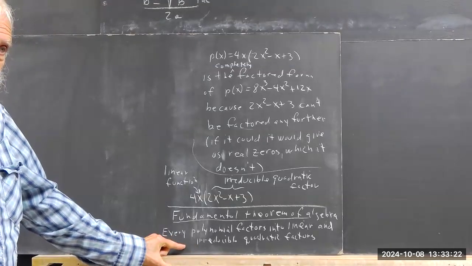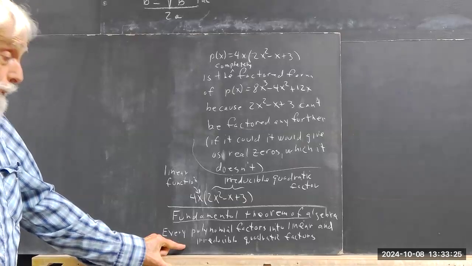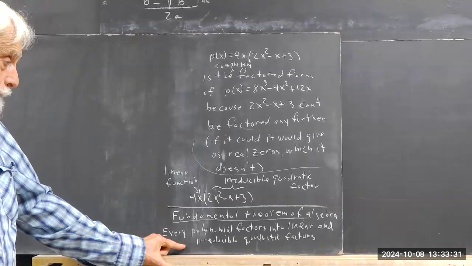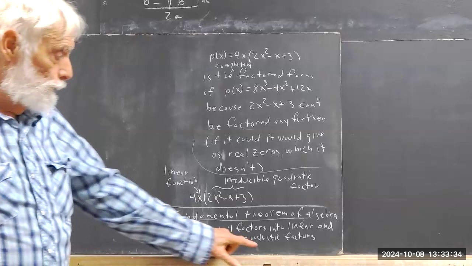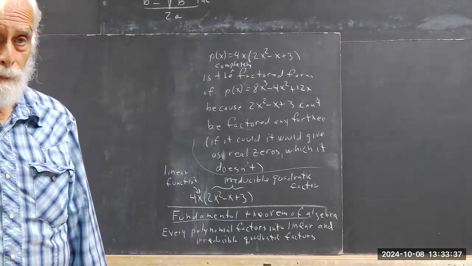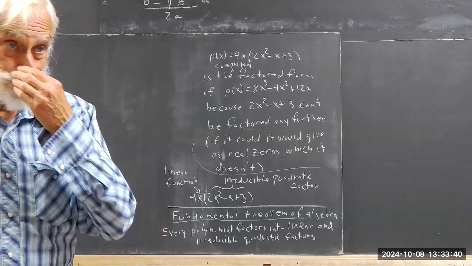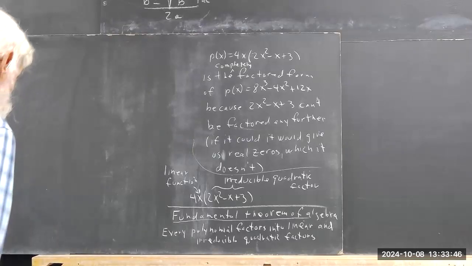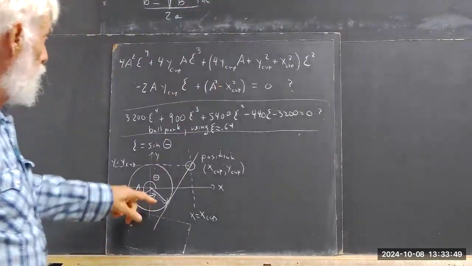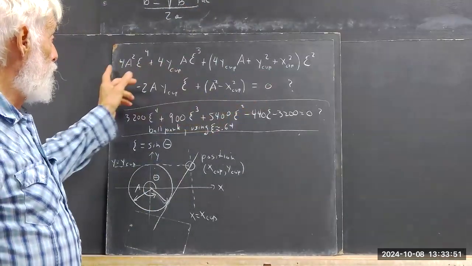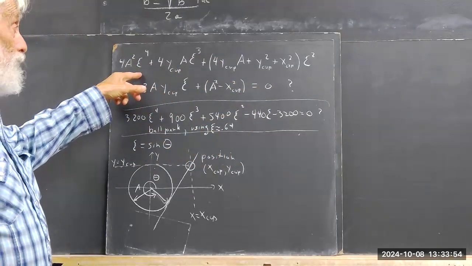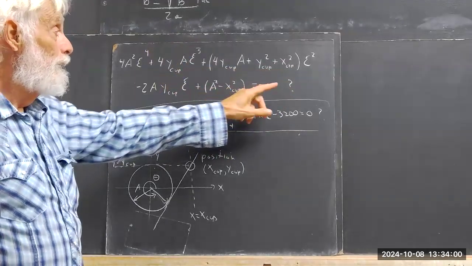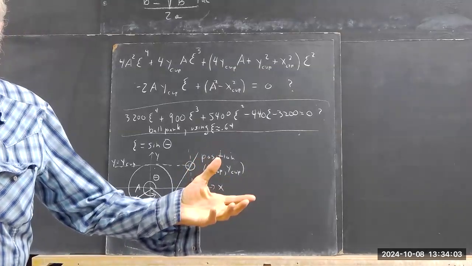The most fundamental thing in this chapter probably is the fundamental theorem of algebra. And it says that every polynomial factors into linear and irreducible quadratic factors. That doesn't mean you can find a way to factor it. You put numbers into this thing. If you know what the coefficients are, then all you have is a number in front of x to the fourth, a number in front of x cubed, a number in front of x squared, a number in front of x, and a number equal to 0. How are you going to factor that?